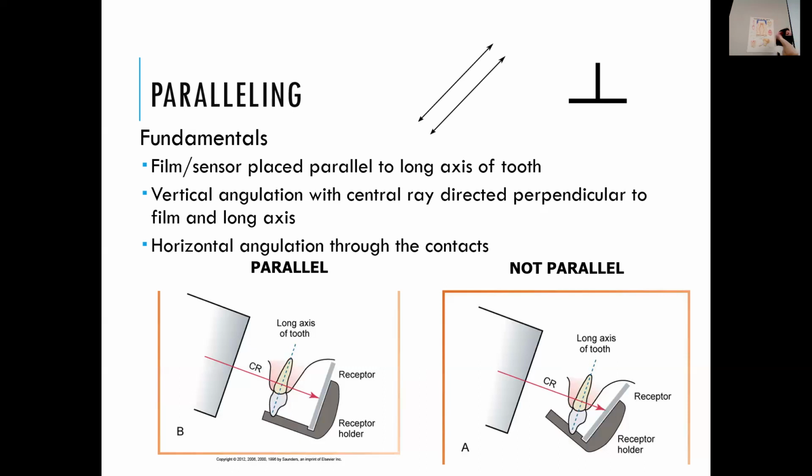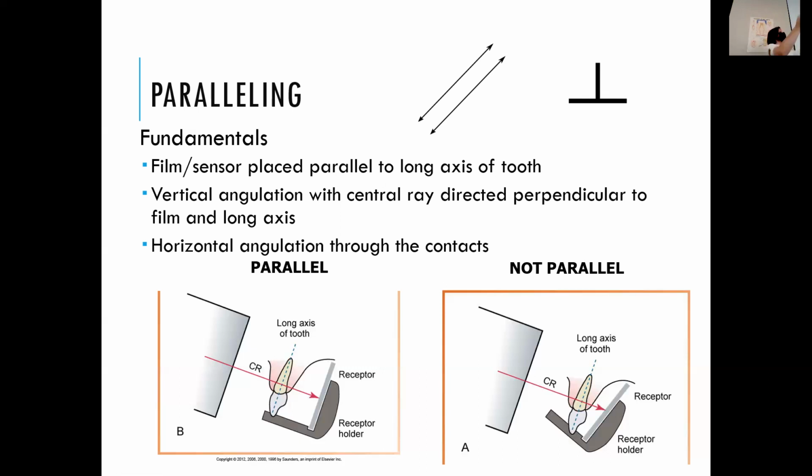Your primary beam has a central ray. Think of it as all of it fanning out, but we want the one that's coming right in like a homing pigeon. That's bad. I wanted to say a missile, but a homing pigeon came into my mind. But it's coming right into the target of what we want to hit. And it's going to hit the sensor and the long axis of the tooth at a perpendicular angle, which is basically a perfect right angle right here.